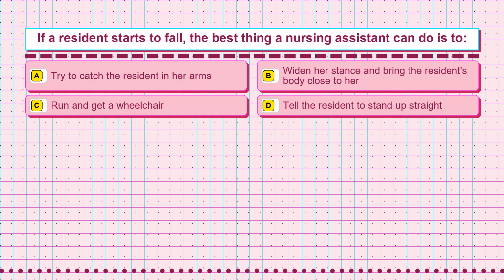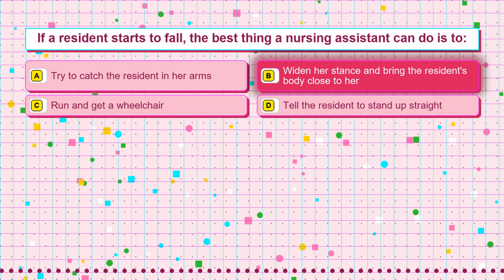Question 19. If a resident starts to fall, the best thing a nursing assistant can do is to. Option A. Try to catch the resident in her arms. Option B. Widen her stance and bring the resident's body close to her. Option C. Run and get a wheelchair. Option D. Tell the resident to stand up straight.